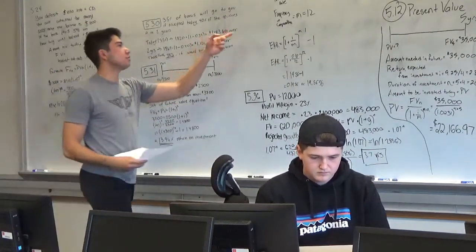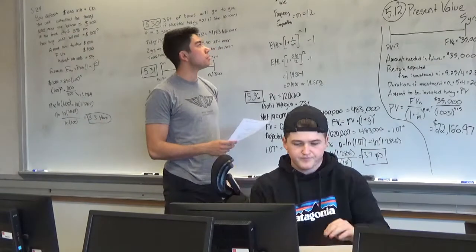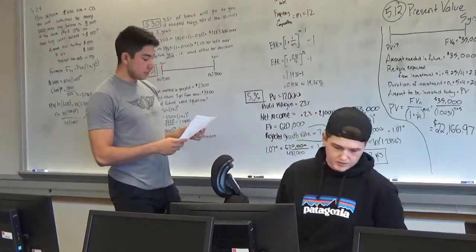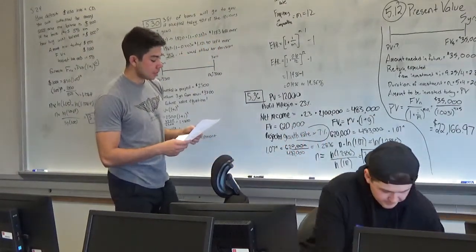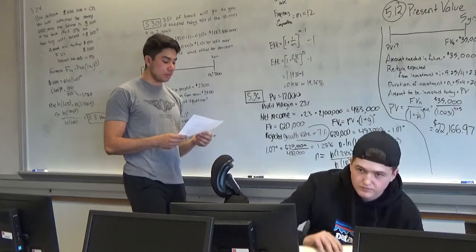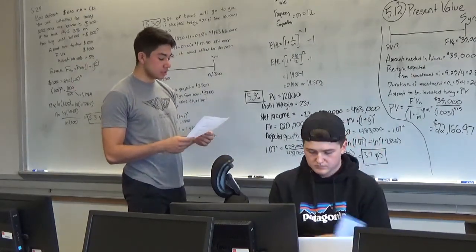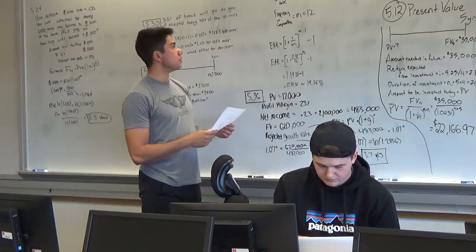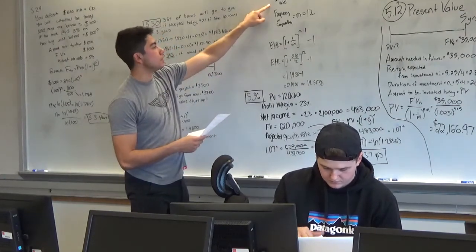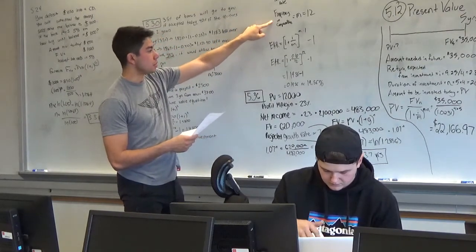So this is 6.5, which is calculating the effective annual rate. So if you have a credit card offers financing an APR of 18% with monthly compounding on outstanding charges. So what is the effective annual rate? Interest rate is 18%, compounds monthly, so 12 times a year.